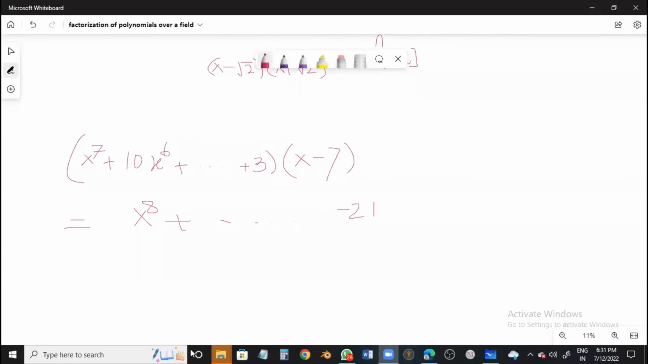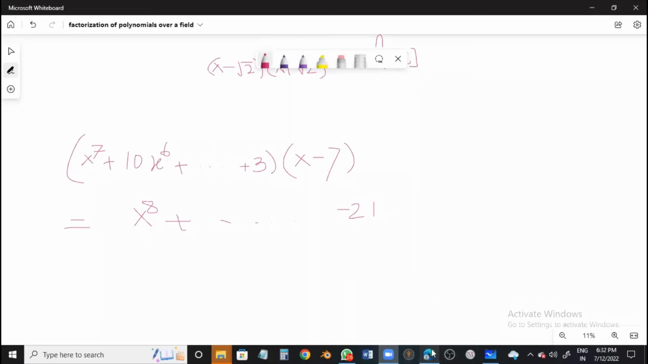Whenever I multiply two polynomials, I first look at the largest term and then I look at the constant term. How do I get the constant term? Constant means free from x. So it should be the product of constant terms only. So the last term, the constant term, is going to be the product of constant terms. I suppose you followed. 3 into minus 7 will give me minus 21, which is free from x. That is why I call it the constant term.